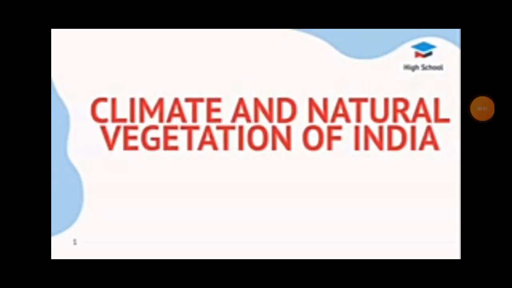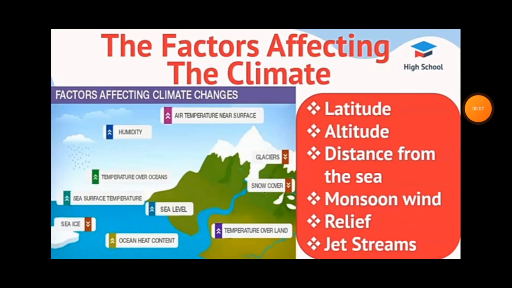This is Geography second lesson, Climate and Natural Vegetation of India. The factors affecting the climate. Climate of India is affected by the factors of latitude, altitude, distance from the seas, monsoon wind, relief features and jet stream. Now we are going to see one by one.